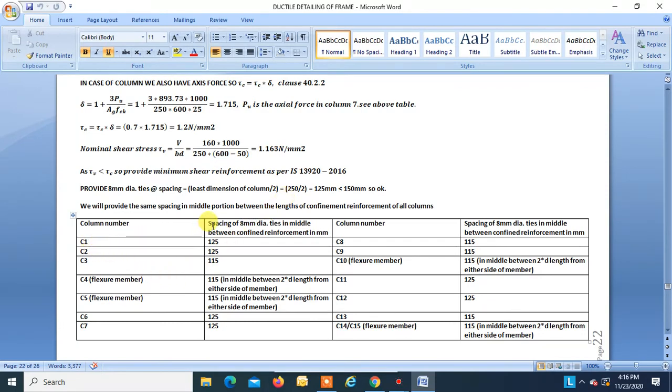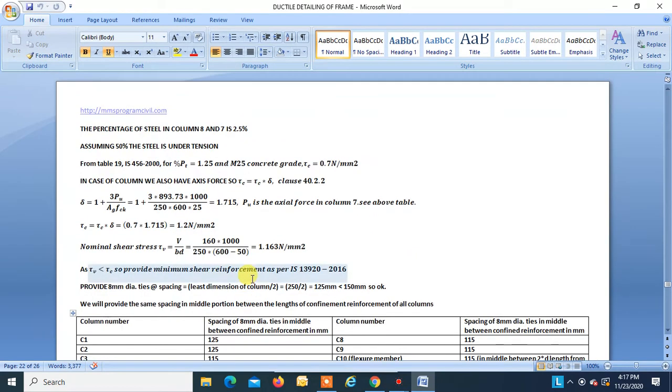Okay, so this is the spacing of ties. Spacing of 8 mm diameter ties in the middle between the confining reinforcement, right? This is for column members. Now we found that C4, C5, and C10 and C14, 15 are flexure members. So in case of a flexure member, we have to provide this spacing of ties between the distance.